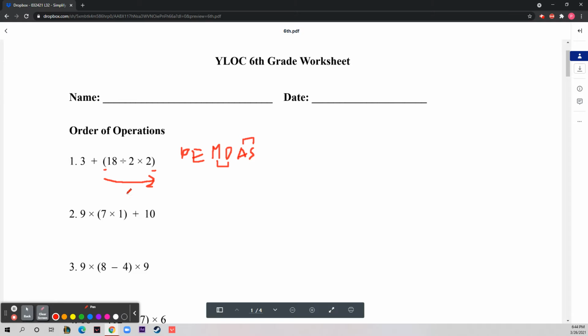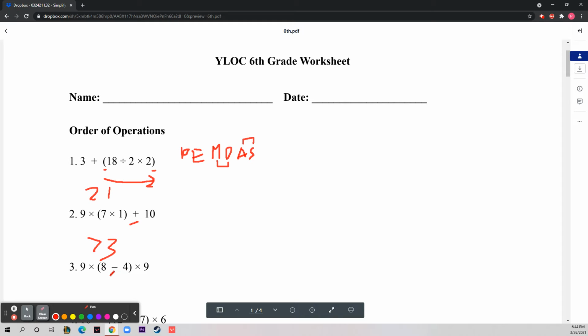But in any case, the answer is 18 divided by 2, which is 9, times 2, which is 18. 18 plus 3 is 21. Okay, one more time. Number 2, 7 times 1 is 7, times 9 is 63, and then 63 plus 10. You multiply first, not because it's left to right, but because it comes first in PEMDAS. So you multiply 9 times 7 first to get 63, and then you add to get 73.